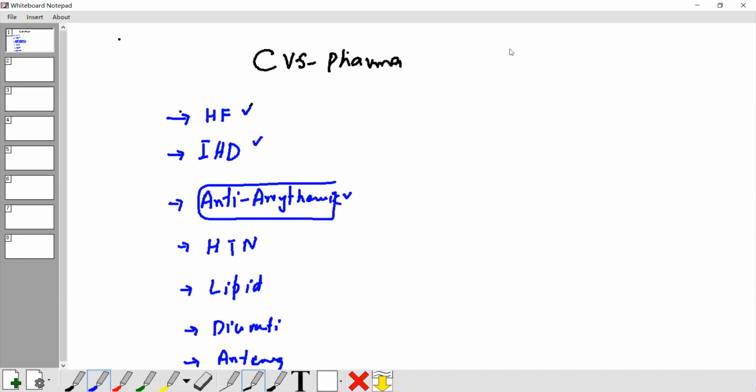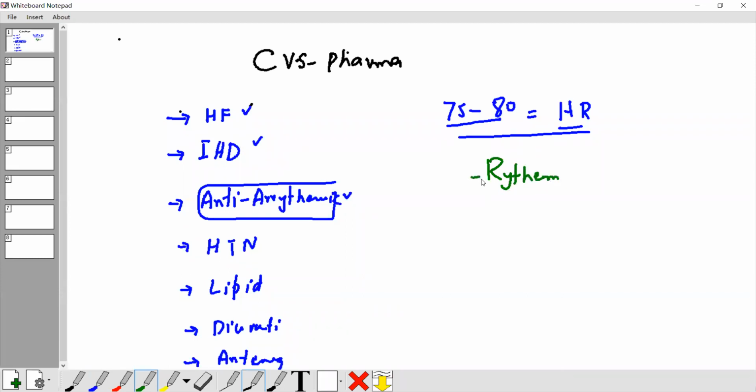Antiarrhythmic drugs. What is arrhythmia? Normal heart rate is nearly 70, 75 to 80. The heart is pumping, yeah? It's your normal heart rate. When the heart pumps normally with this rate, it is regular heart pumping with rhythm. So when the heart pumps out of its rhythm, not following the regular contraction of atria followed by contraction of ventricles at constant speed, when this rhythm is disturbed, it's known as arrhythmia.